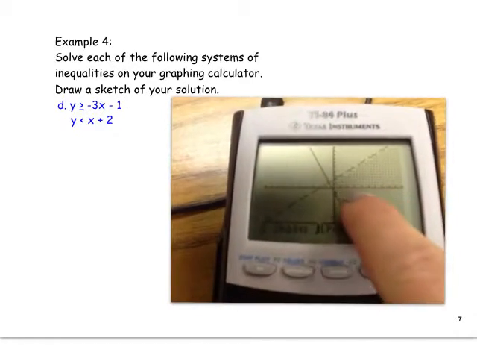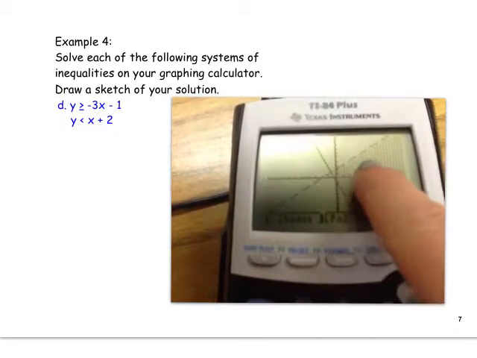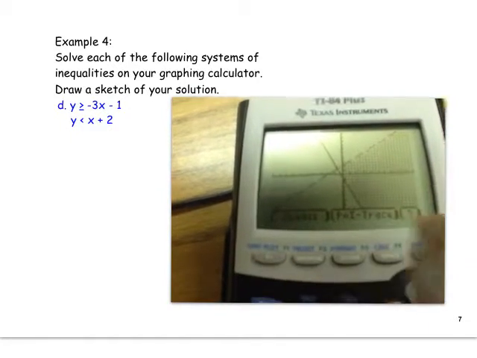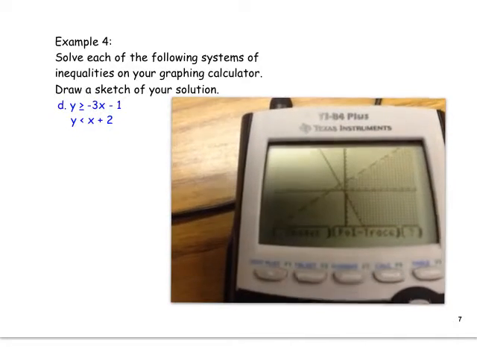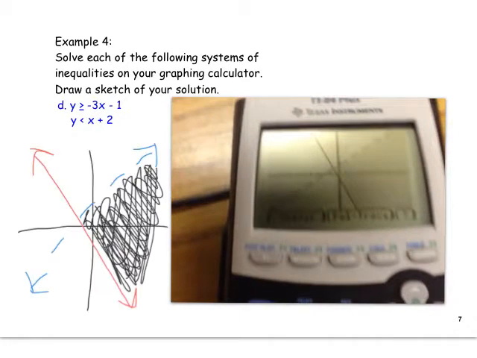So all the points that fall in this shaded region are part of the solution set to this system of inequalities. Take a moment, graph this on your papers. So here we see the sketched solution of the system of inequalities.